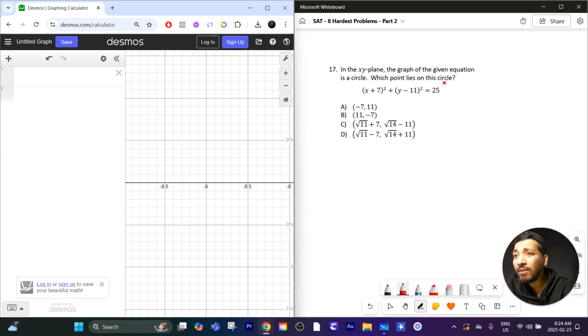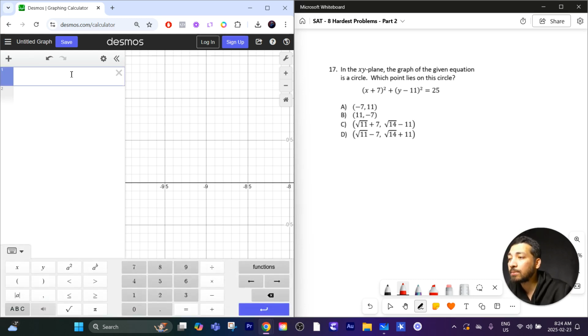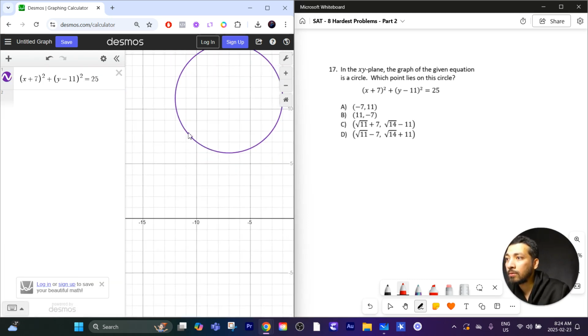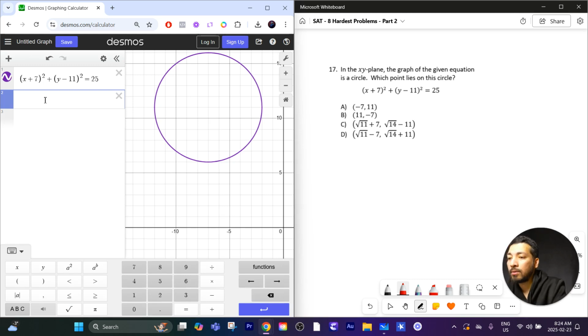In the xy plane, the graph of the given equation is a circle. Which point lies on this circle? So quickly we can use Desmos over here. We have x plus 7 whole square plus y minus 11 whole square is equal to 25. Now we just need to plug in all the points and see which point is lying on this circle. So this is inside the circle, this is the radius, this is the center, sorry, this is the center of the circle, and the point is 11, 7.